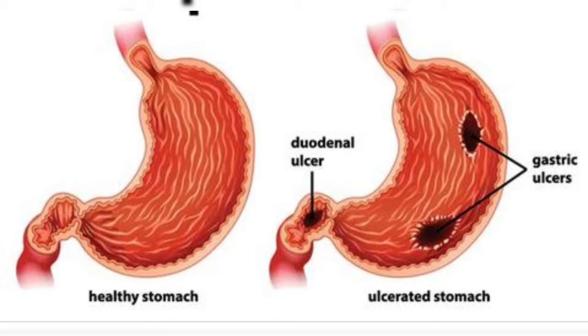If you look to your left in this picture, you'll see a healthy stomach. However, if you'll notice on the right, you have a stomach that shows gastric ulcers within the stomach lining, as well as a duodenal ulcer.